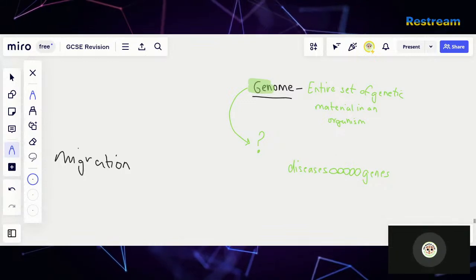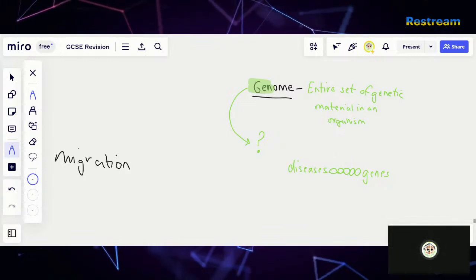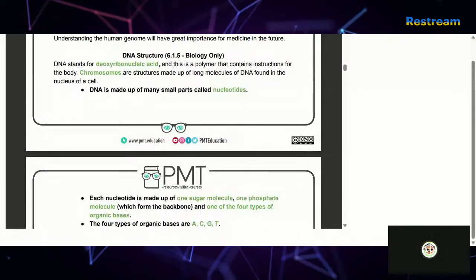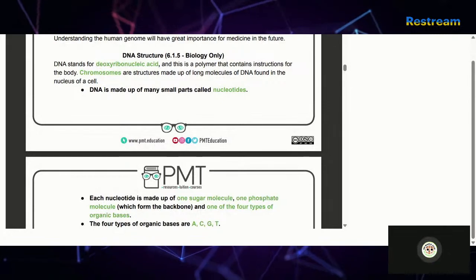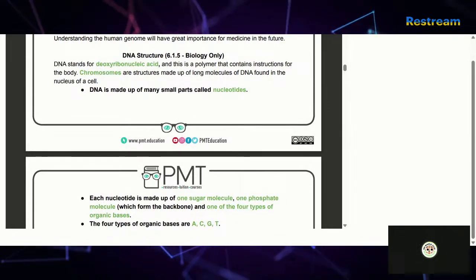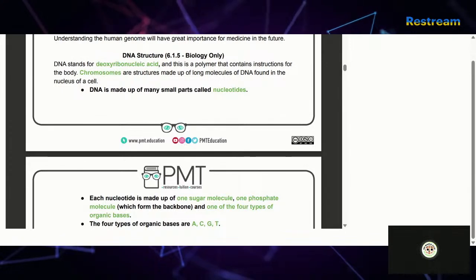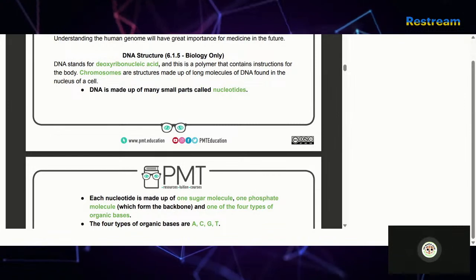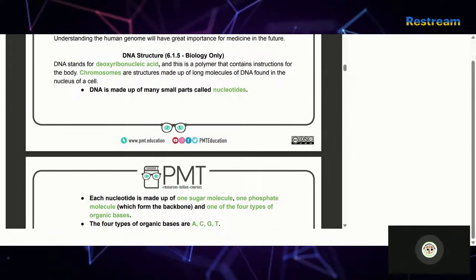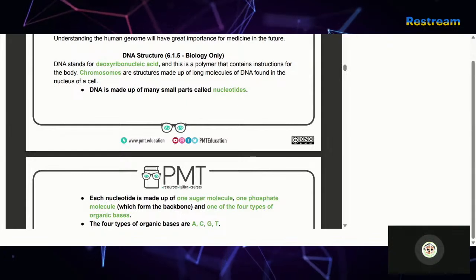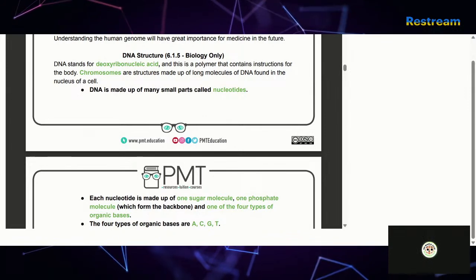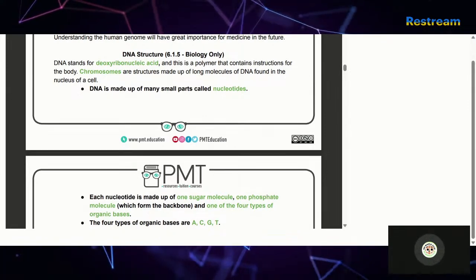So now let's go back to the physics and maths tutor notes, because they then started looking at the DNA's structure. So how is DNA structured? Now, as we said, the DNA is the chemical that all genetic material is made from. So DNA is made up of nucleotides. These small parts called nucleotides. So each nucleotide has one phosphate molecule, one sugar molecule, and one of the four types of bases. So the four bases are A, T, C, and G.